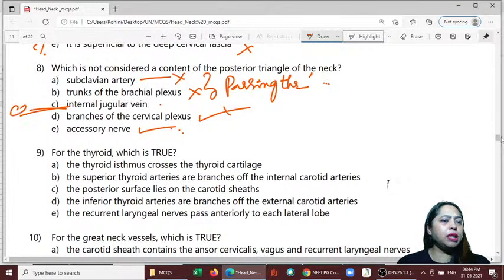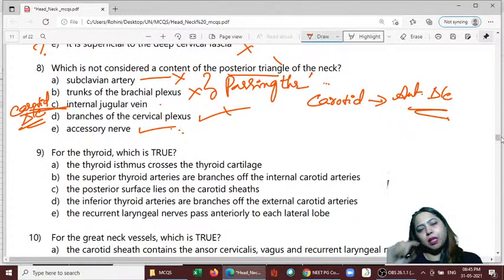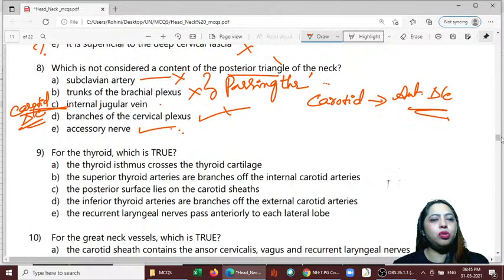Internal jugular is in the carotid triangle, right? So where it will come in the posterior triangle? It will not come. Carotid triangle belongs to which triangle? Carotid triangle is part of anterior triangle. So that's why it is not a part of the posterior triangle. So the answer here is 8C.